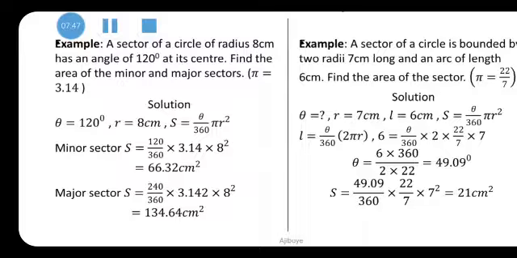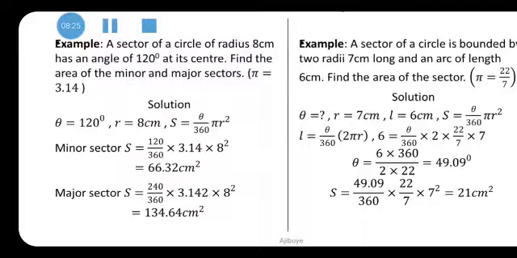So the area of the minor sector S will therefore be equal to 120 over 360 times 3.14 times the square of the radius, that is 8 squared. If we multiply and simplify, our area will therefore be 66.32 centimeters squared. Please, the unit is as important as your answer. If you did not include your unit, you lose mark and your answer can be considered wrong.